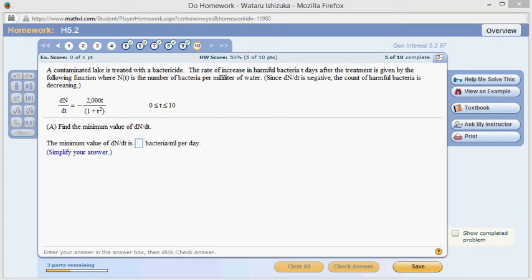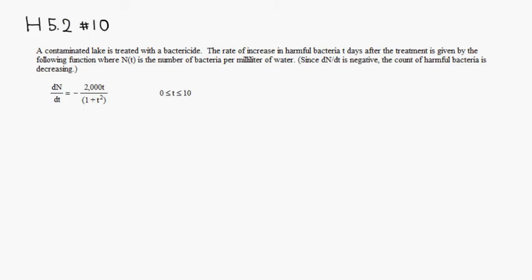Alright, let's look at homework 5.2, problem number 10. You have the derivative of the number of bacteria with respect to time given here. Then we want to find the minimum value of the derivative. So we have to look for the critical number, so we take another derivative. Alright, let's do that.